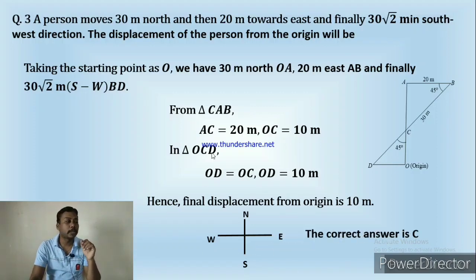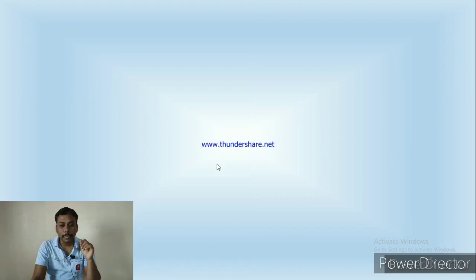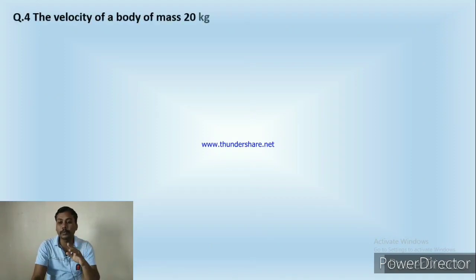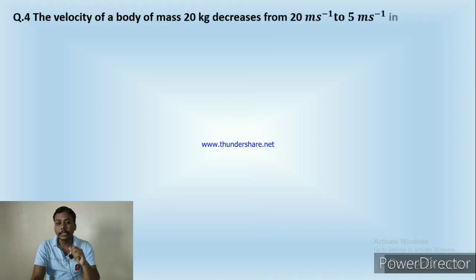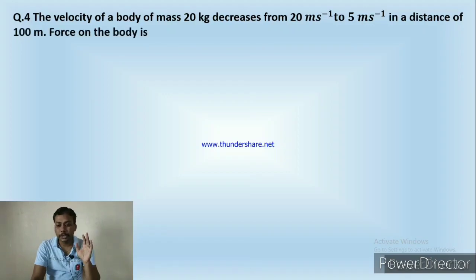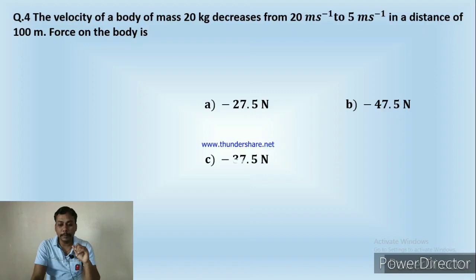Okay, now next, question number 4. The velocity of a body of mass 20 kg decreases from 20 meter per second to 5 meter per second in a distance of 100 meter. Force on the body is. Options are A minus 27.5 Newton, B minus 47.5 Newton, C minus 37.5 Newton, and D minus 67.5 Newton.